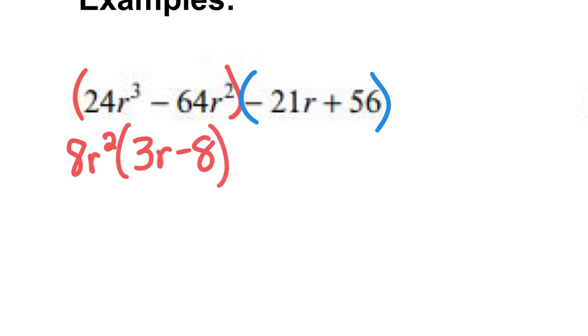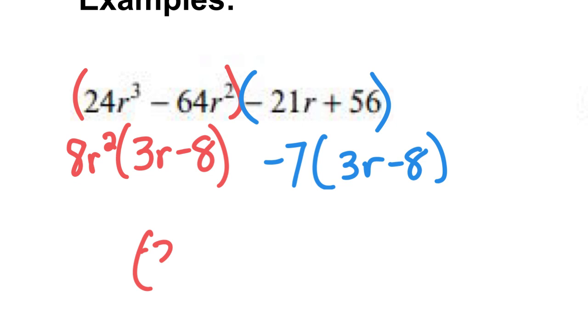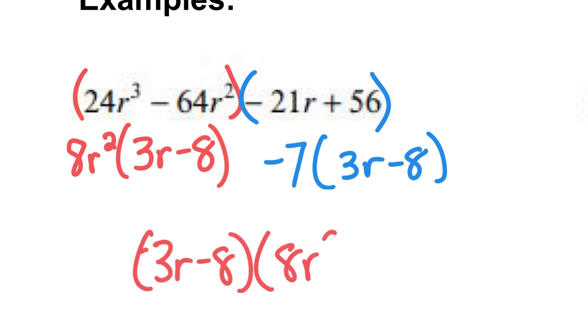And then in the second group, I've got to figure out the same thing. I've got to end up with 3r minus 8. So I've got to have a sign change again. I'm going to pull a negative 7. Negative 7 times 3 is negative 21. Negative 7 times negative 8 is positive 56. And so the factors for this end up being 3r minus 8 and 8r squared minus 7.